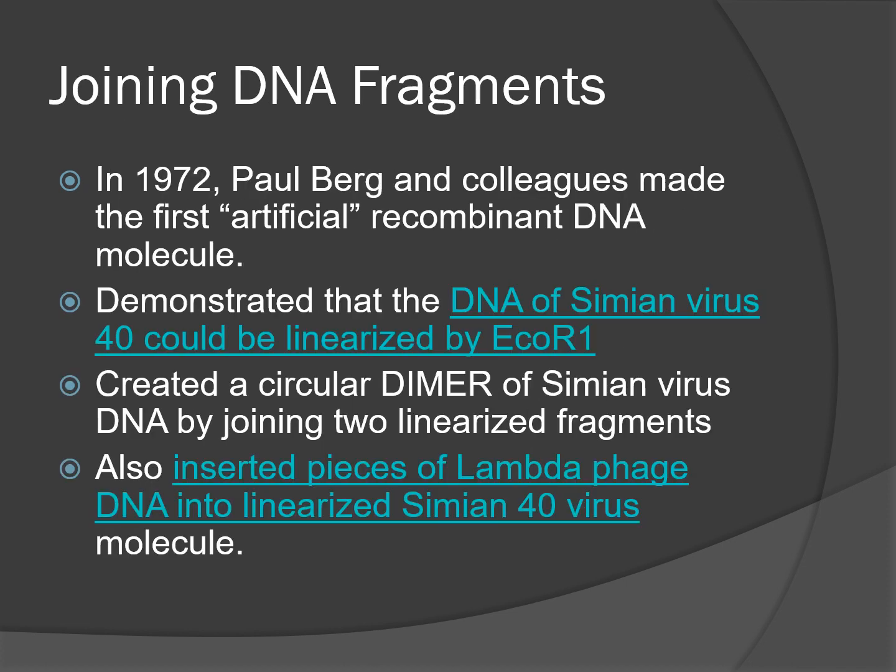Joining DNA fragments. In 1972, Paul Berg and colleagues made their first artificial recombinant DNA molecule. They demonstrated that the DNA of Simian virus 40 could be linearized by EcoRI, created a circular dimer of SV40 DNA by joining two linearized fragments, and also inserted pieces of lambda phage DNA into a linearized SV40 molecule.